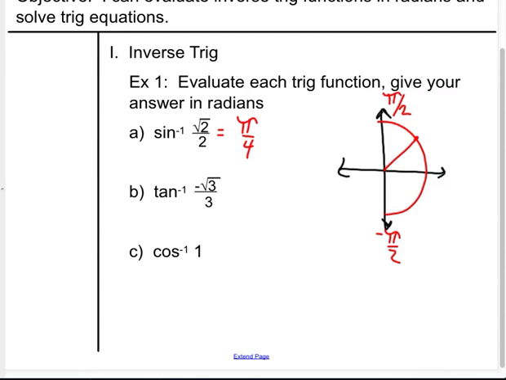Tangent inverse has the same restricted domain, negative pi over 2 to pi over 2, and the negative means we're in the fourth quadrant, and square root of 3 over 3 is negative pi over 6. And finally, cosine inverse of 1, again here, is where we have the ordered pair 1, 0, so this would be 0 radians.